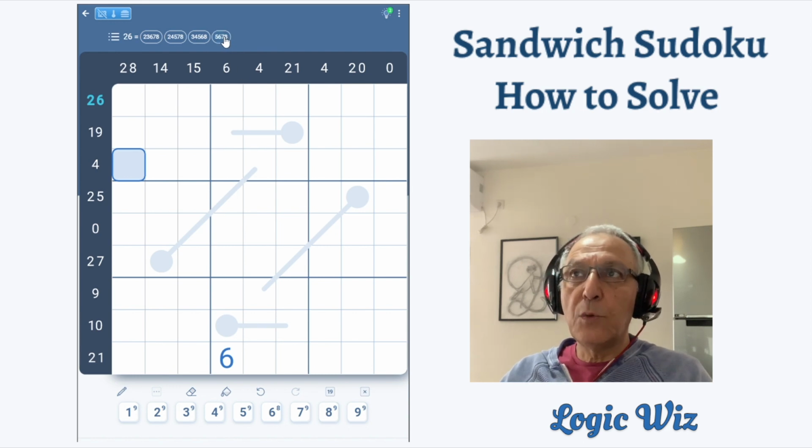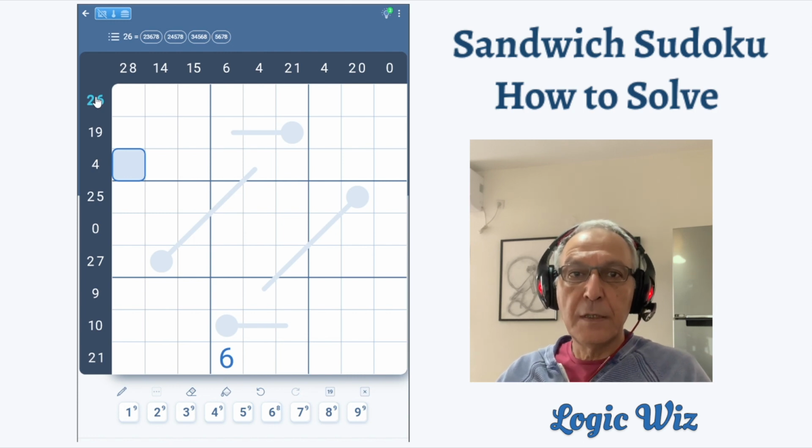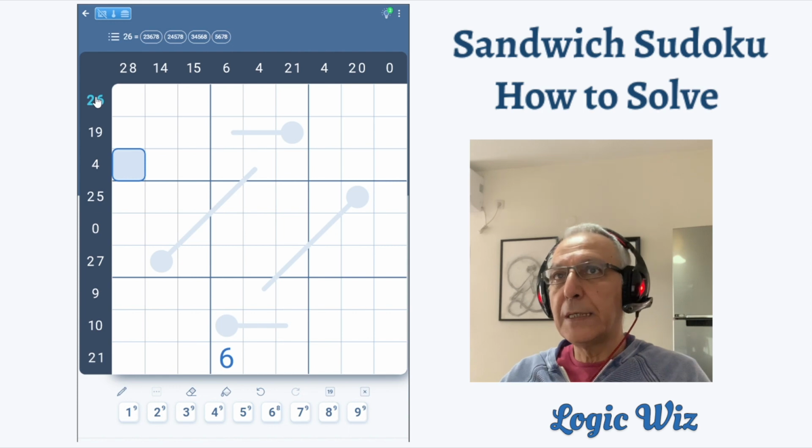One thing else to add, the maximum sum for a row or column will be 35, which is all the digits between 2 and 8, including 2 and 8. So this is the maximum sum for a row or column, the sum of 35.